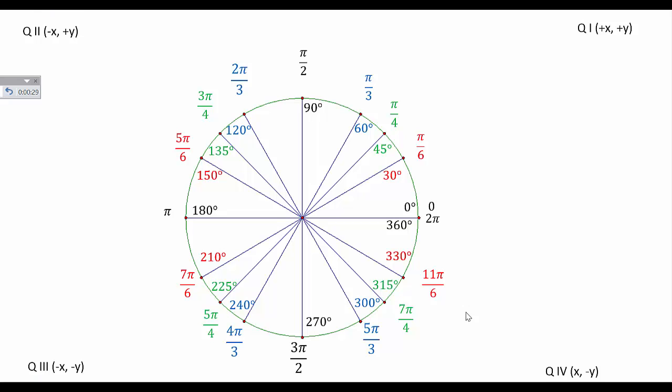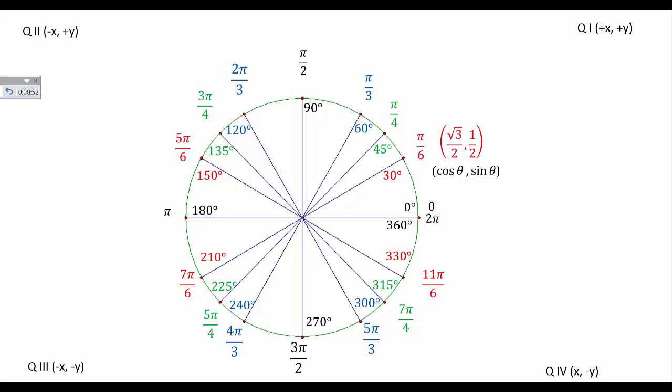Now let's look at the points that lay on the terminal side of each of these angles and also intersect the unit circle. For pi over 6 or 30 degrees, we have seen that the x-coordinate would be square root of 3 over 2 and the y-coordinate would be 1/2. We know that the first coordinate represents the cosine value of that angle and the second coordinate represents the sine value of that angle.